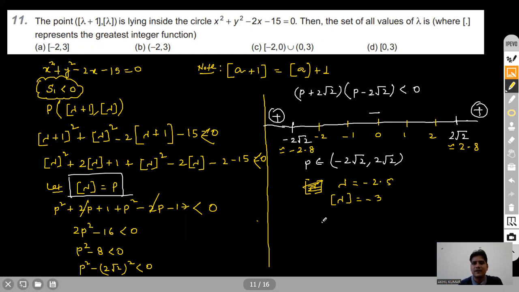So the value of lambda should start from minus 2. And where should it end? It should end somewhere before 3. Suppose I am taking lambda as 2.9, since here it is given 2.8. So what will be the greatest integer value of 2.9? It will be 2 only, which is lying in this range. So the starting value will be minus 2 and the ending value of lambda will be 3. But 3 should be with an open end. Why? Because if we put lambda equal to 3, the greatest integer of lambda will be 3 and that will lie outside this range. So this will be our correct answer.